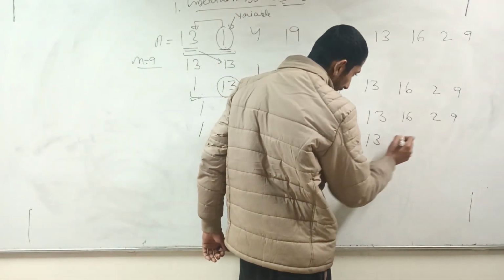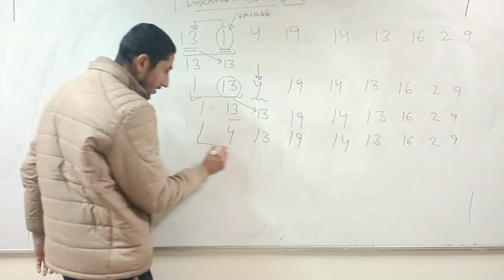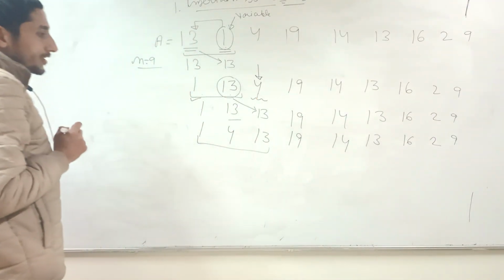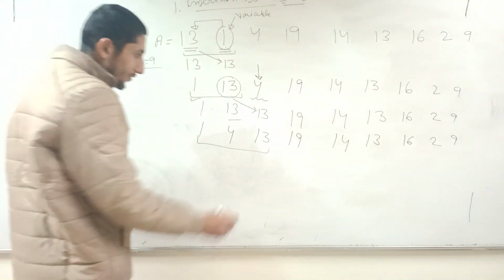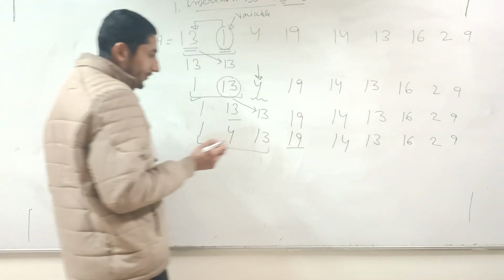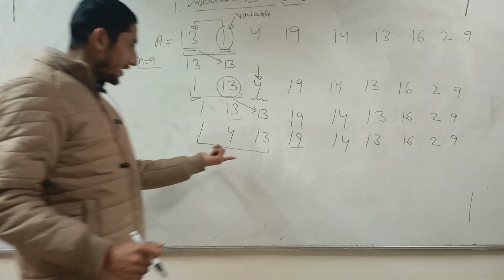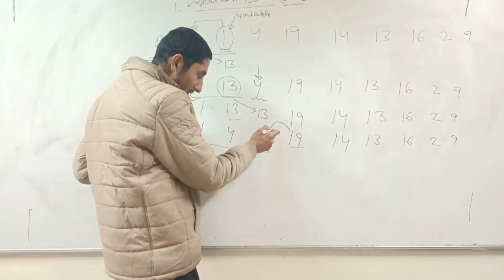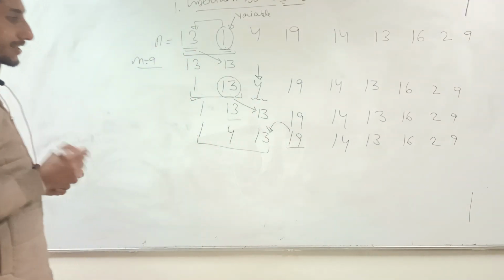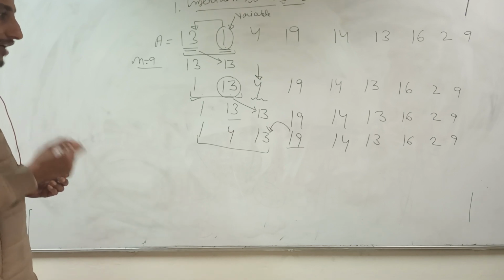So what we have done till now is that we have 3 elements which are sorted. Okay, now we have 3 elements which are sorted. Then I will pick the fourth one, that is 19. I will try to find the correct position of 19 among these 3 elements. So I will compare 19 with 13. The moment I realize that 13 is smaller than 19, 19 is in the correct position.